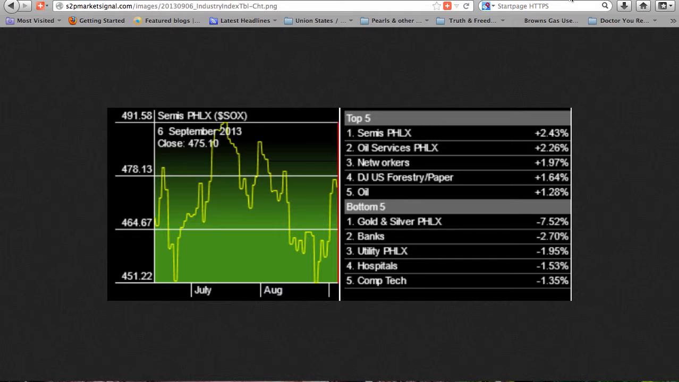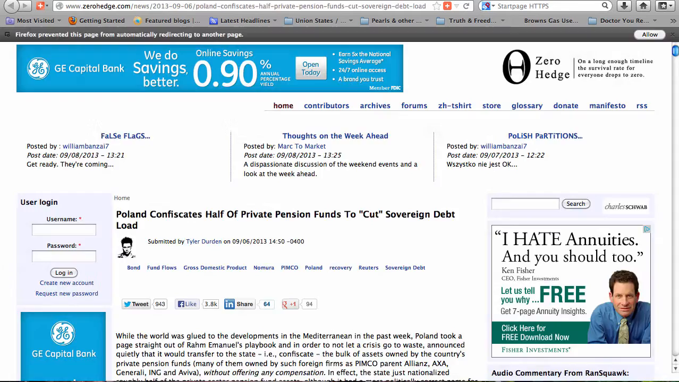Bearish, oil continues in the top 5. Oil services continues in the top 5. Comp tech and banks have entered the bottom 5. REITs has left the top 5.